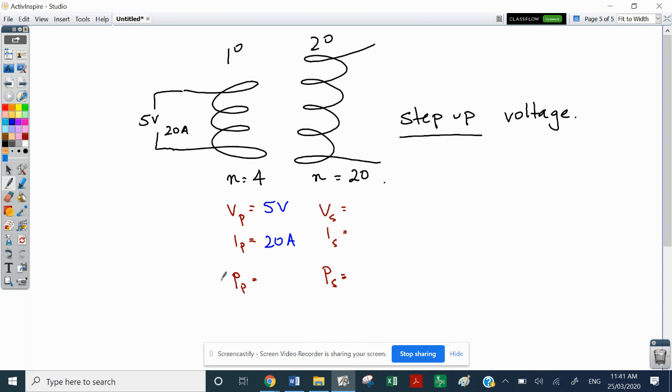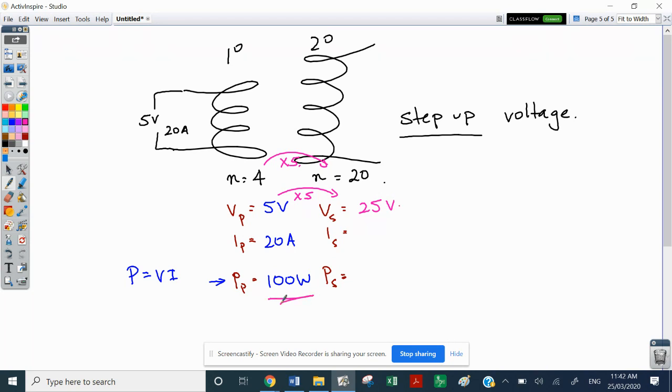We can work out this one here because P equals VI again. So that's 100 watts. Now, what is going to happen to our voltage? Well, the ratio from the primary to the secondary is times 5. That means that the voltage will be stepped up by multiplying it by 5. In that case, this becomes 25 volts.